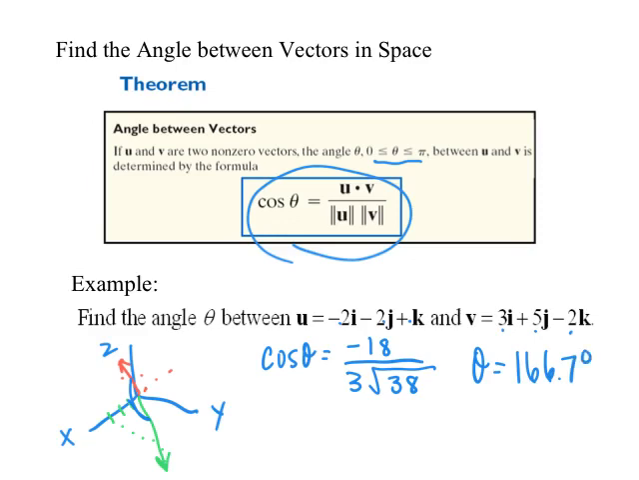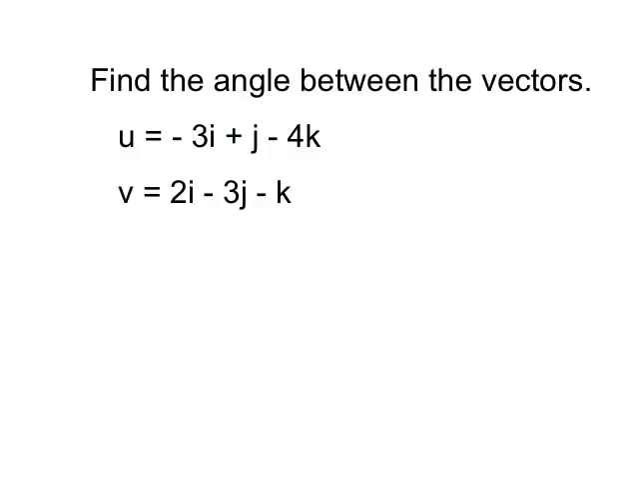Now, this is hard to see. I hope you can see that it definitely looks obtuse. You've got the first vector u in red going backwards almost, and then you have the vector v in green going down and to the right. On the next slide, you're going to be practicing that on your own. Go ahead and try to find the angle between the vectors on your own. Pause it here.